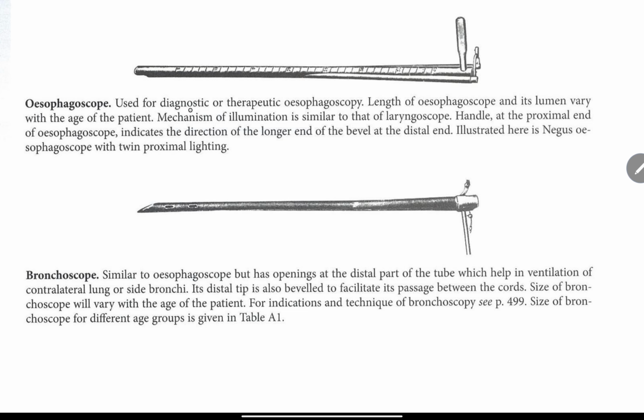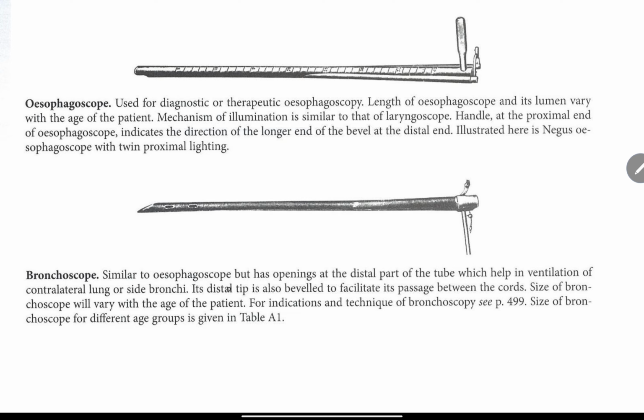Esophagoscope, used for diagnostic or therapeutic esophagoscopy. Length of the esophagoscope and its lumen vary with the age of the patient. Mechanism of illumination is similar to that of the laryngoscope. Handle at the proximal end of the esophagoscope indicates the direction of the longer end of the bevel at the distal end. Illustrated here is Negus esophagoscope with twin proximal lighting.